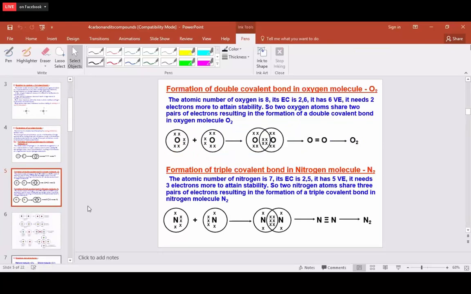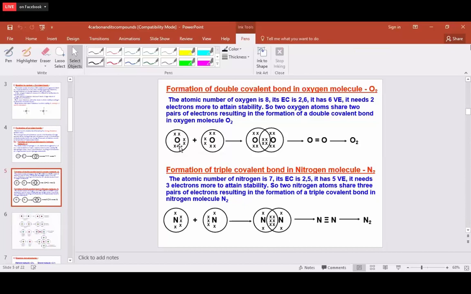Next one is the formation of the double covalent bond in the oxygen molecule. Oxygen is present in group 16. It has atomic number 8, so the number of electrons is also 8. Two electrons occupy the first shell, and the 6 electrons occupy the second shell. So now it needs 2 more electrons to complete the outermost shell.